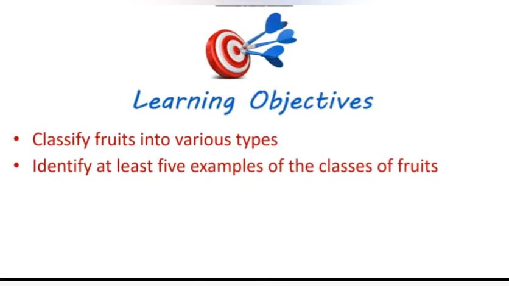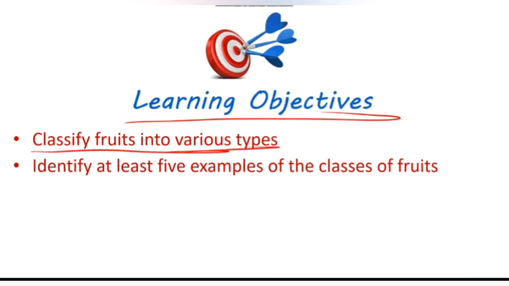So let's look at our learning objective. At the end of this week's lesson, you should be able to classify fruits into various types. You should also be able to identify at least 5 examples of each of the classes of the fruits that are being classified. 5 examples at least.